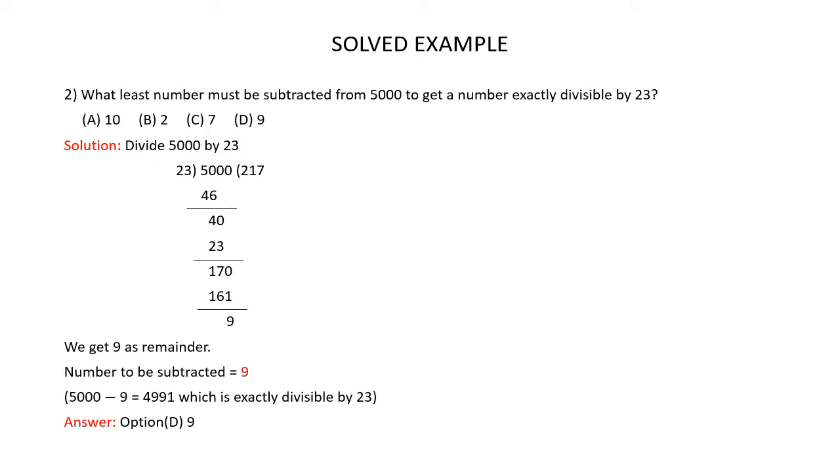When you divide 5000 by 23, you get 9 as the remainder. So when you subtract 9 from 5000, you get a number that is exactly divisible by 23. So the least number to be subtracted is the remainder itself, that is 9. 5000 minus 9 is 4991, which is exactly divisible by 23. So the correct answer is option D, 9.